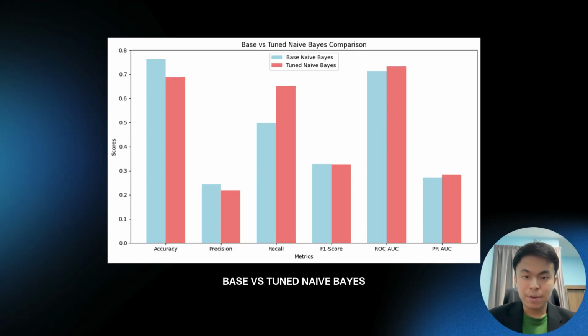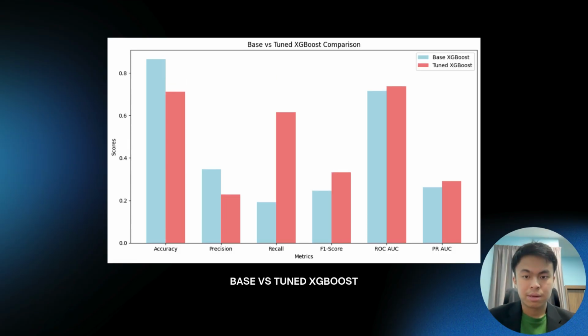For naive Bayes, it's pretty much the same as random forest. The accuracy and precision dropped by a little bit, but the recall has significantly improved. Initially, the XGBoost recall is very low, probably around 0.2, 0.19. And now the recall is around 0.6, which is a significant improvement by just trading off a little precision. And the F1 score, ROC AUC, and also the PRAUC have improved.